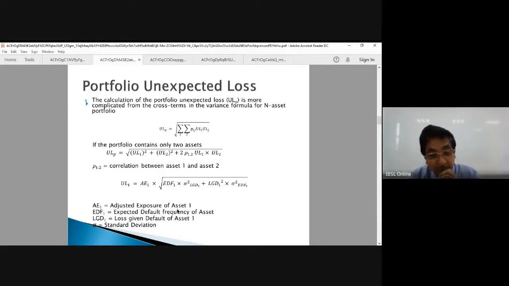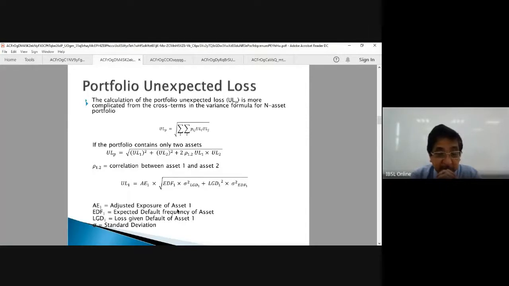Two standard deviation. Now it's a matter of calculating the standard deviation of LGD, and not only the LGD but the EDF also. Now you can see it is more complicated than calculating the expected loss. The calculation of unexpected loss is more difficult. It is a complicated type of function.